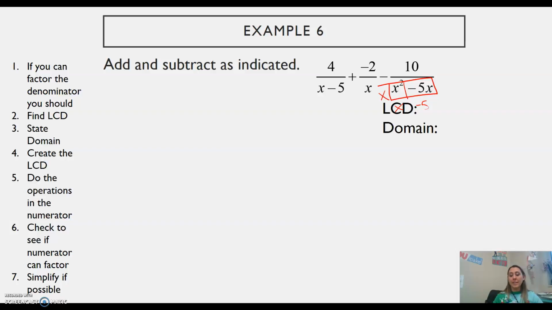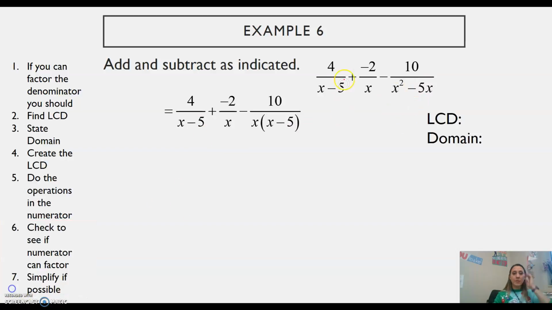So then I end up with, I'm looking at this, my LCD is going to be, okay, let me move this out of the way. Okay, so I rewrote this. Remember, I always like to put my parentheses around these so I remember. So then I start with everything that's in the first denominator, which is x minus 5. Then I have an x, which is different. Then, oh look, x and x minus 5. I've already written it. I don't have to do anything more.